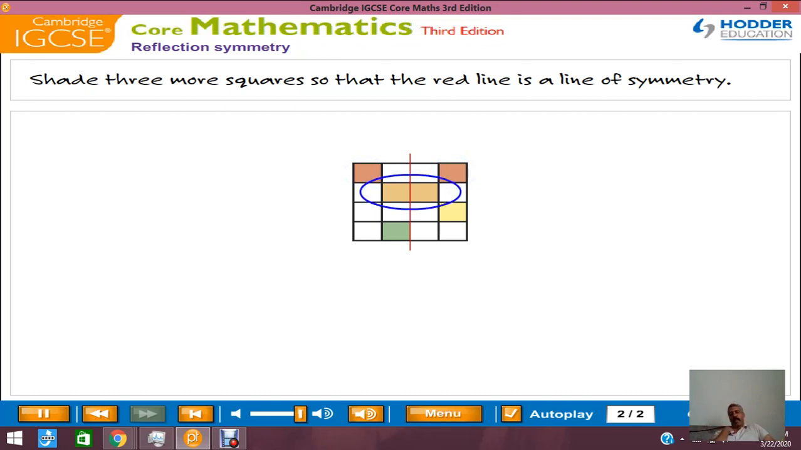The second row has 2 shaded squares, one on either side of the line, both touching the line. This row is symmetrical. The third row has only one square shaded. The first square on the left-hand side of the red line must be shaded. The bottom line also has only one shaded square. To make the line symmetrical, the square on the right of the red line and touching it must be shaded.